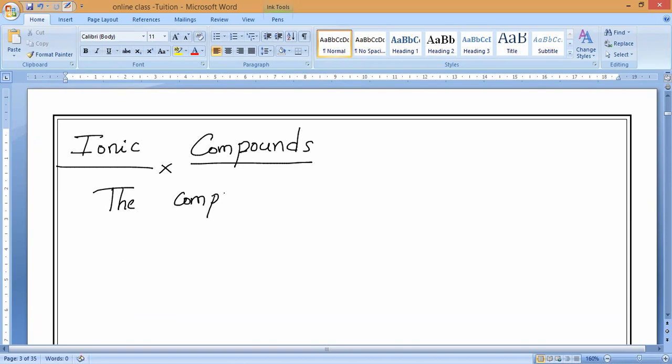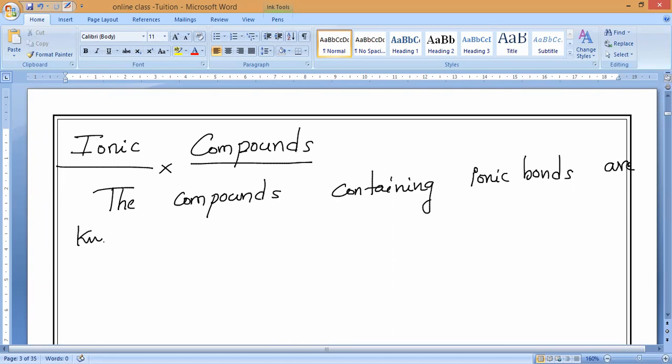The compounds containing ionic bonds are known as ionic compounds. Understand? So that is what you should remember, ionic compounds. So if you observe here, they are formed by what?